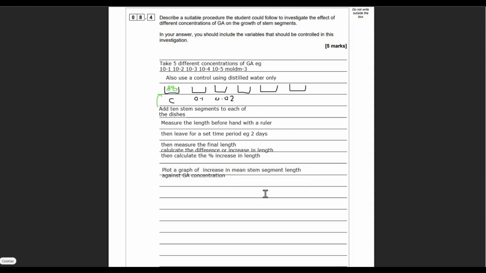Now, we did do 10 segments in each, so we should find the mean change in length at each concentration. And I probably should have said calculate the mean change in length at each concentration. And I could have said remove any anomalies. So there'd be an anomalous one if one of them has shrunk. Imagine one of them has shrunk and the other 9 segments have increased. So we might say that's an anomaly and then remove that from our calculation.